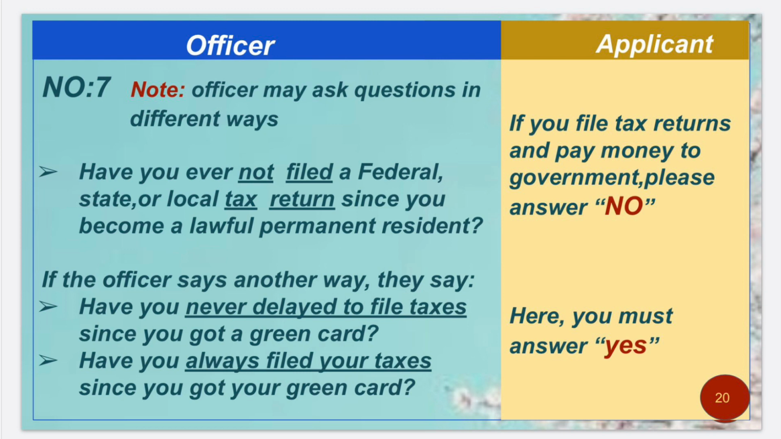Note: officer may ask questions in different ways. Have you ever not filed a federal, state, or local tax return since you became a lawful permanent resident? If you file tax returns and pay money to the government, please answer no. If the officer says another way, they say, have you never delayed to file taxes since you got a green card? Have you always filed your taxes since you got your green card? Here, you must answer yes.